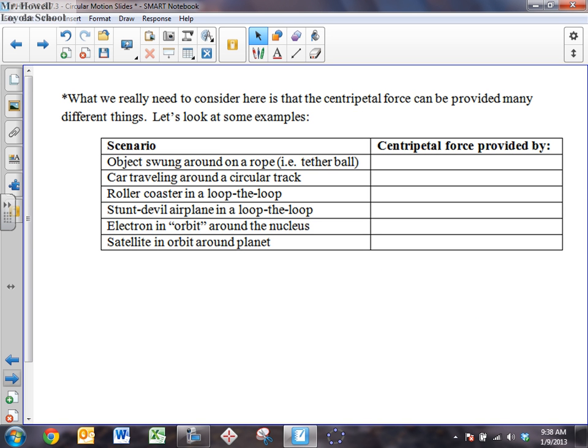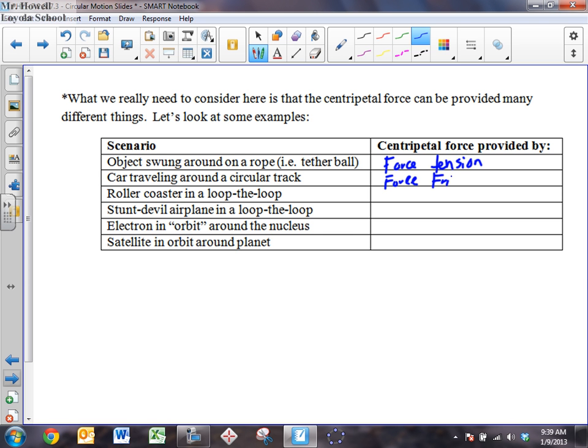Okay, we're going to fill in this table, just so we're clear conceptually as to what holds things in motion. And then we'll get to some numerical examples. Okay, take a minute to write them down. We're going to look at 6 different scenarios, and we already did the first 2. The first one we said was the force of tension. That was the cup of water being held by a rope or by a string. The second one we talked about was the force of friction.